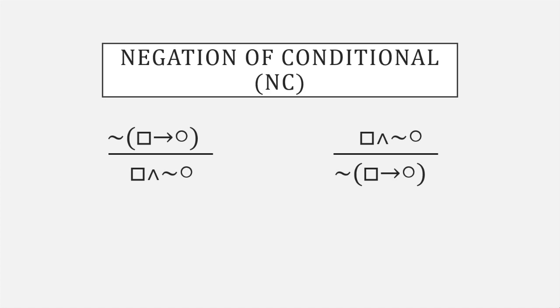And of course, you can do the same thing in reverse. The second rule is just the same thing in reverse. If you know that square is true and circle is false, then you know that the conditional, if square then circle itself, is going to be false, and therefore the negation is going to be true. Reasonably convinced that that's a good rule? Yeah?